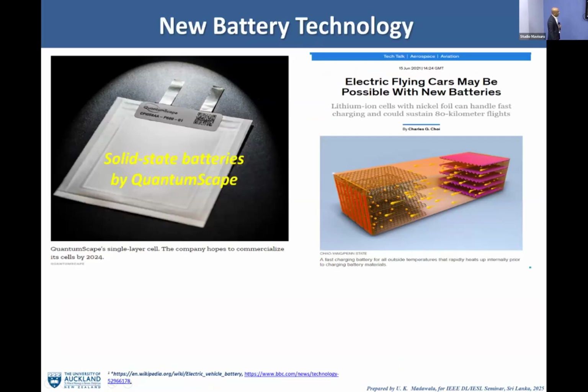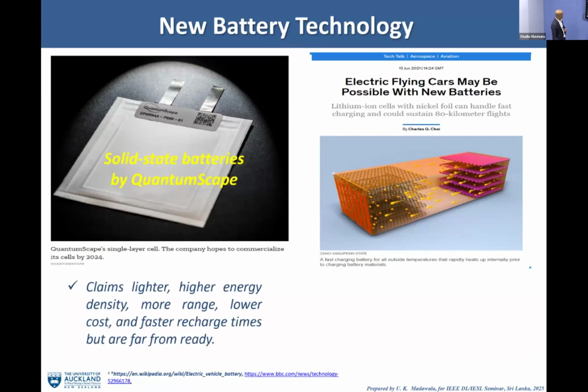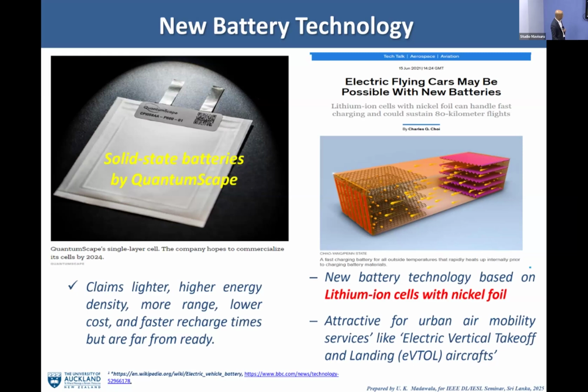The new battery technologies are coming up. On the left-hand side, you can see solid-state batteries by QuantumScape. What they say is lighter, higher energy density, more range, lower cost, and faster recharge times, but it is far from ready. It's in development. On the right-hand side, you can see the new batteries are lithium-ion cells with nickel foil, and they are very good for air mobility services.